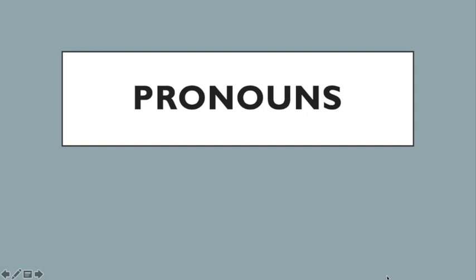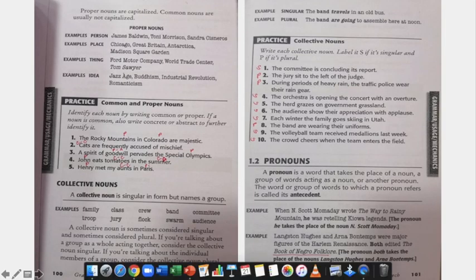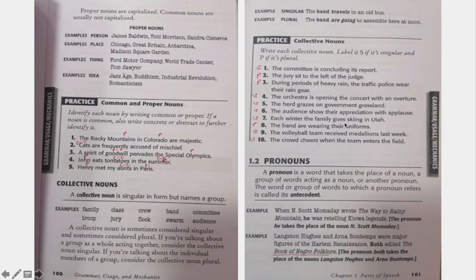Pronouns. We are done with nouns. This time, we will identify what pronouns are. So, what are pronouns? A pronoun is a word that takes the place of a noun, a group of words acting as a noun, or another pronoun. The word or group of words to which a pronoun refers is called its antecedent.